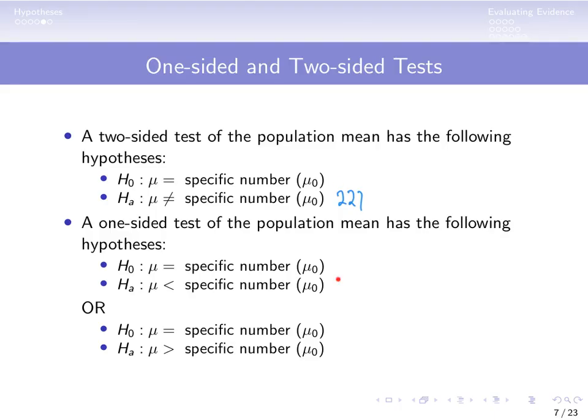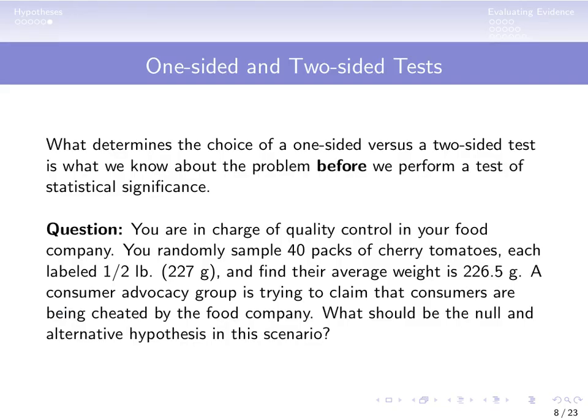Notice that in all three examples, the null hypothesis is always the same. What you're deciding, based on your question of interest, is which of these three you are interested in. In this example, because we're considering whether the machine is faulty, it means that the average is different from what it's supposed to be. What determines the choice of your alternative hypothesis is what you know about the problem before you perform a test of statistical significance, so it should be driven by your question of interest.